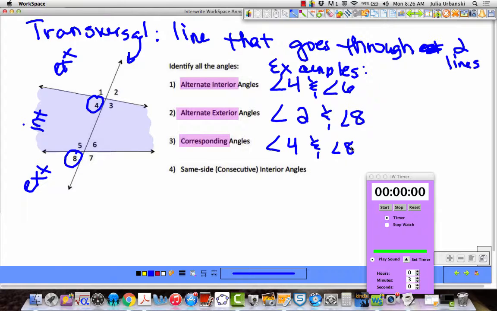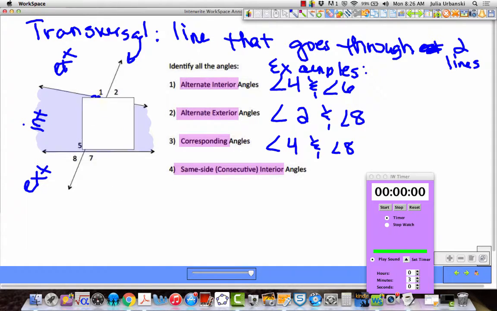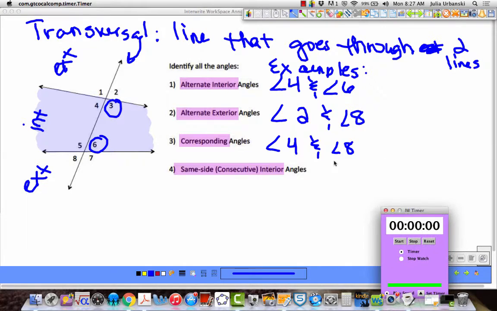A little bit confusing. Number 4, same side. Some books say consecutive, but we're going to be saying same side interior angle. Same side means it's on the same side of the line, but interior means that you stay inside the other 2 lines. So let me pick one that's on the interior. I'm going to pick 6. Which angle is on the same side on the right, but still in the interior? 3. Angle 6 and angle 3. So those are just one example. There's actually 2 of those.